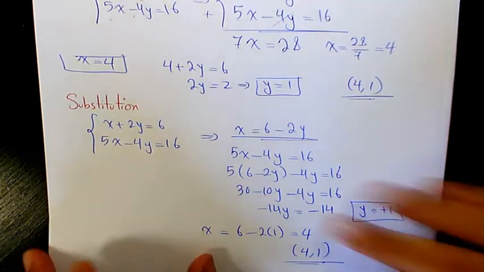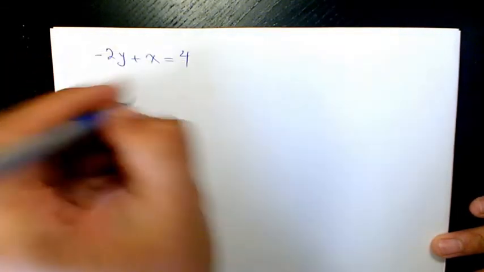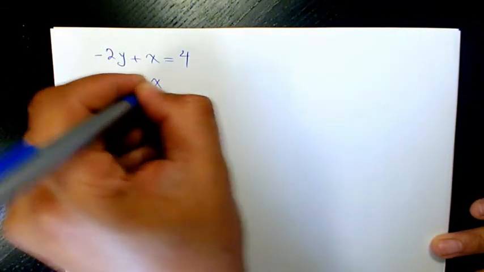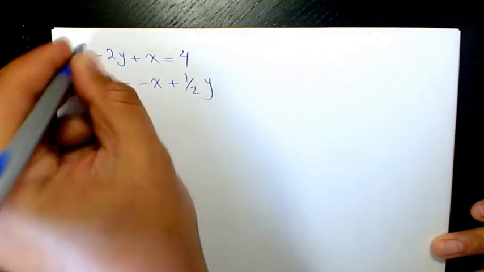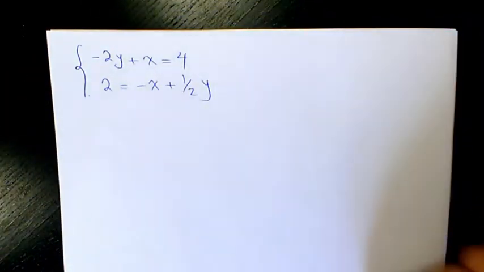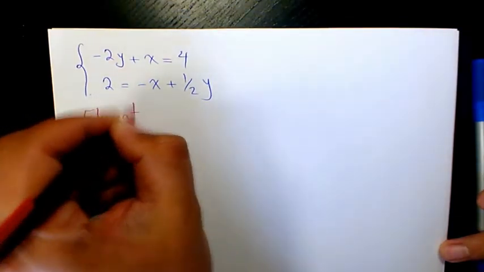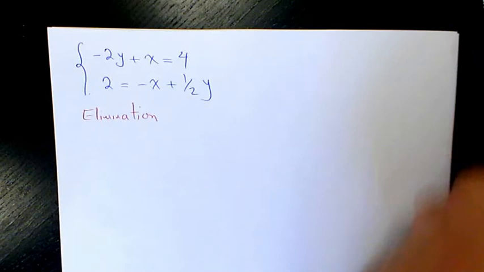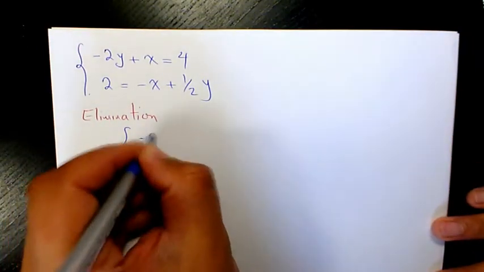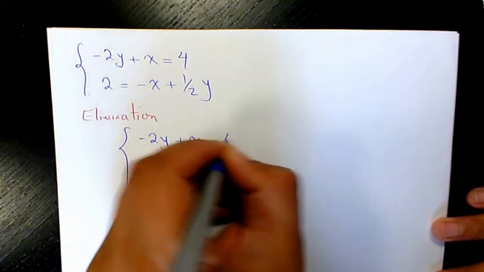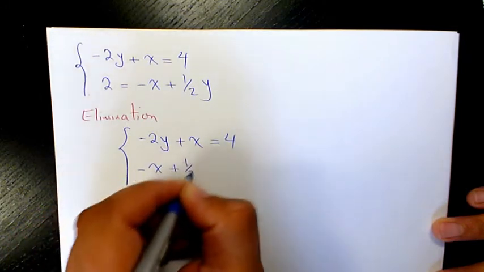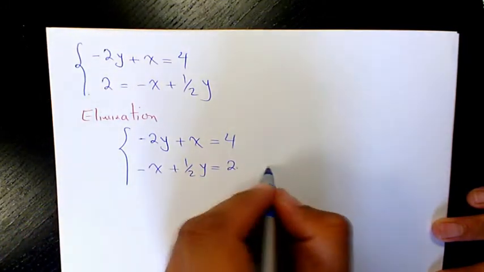Now let's do another example. Negative 2y plus x equals 4, and 2 equals negative x plus 1 over 2 y. So I'm going to use the elimination method first. So I'm going to write it as negative 2y plus x equals 4, and negative x plus 1 over 2 y equals 2.